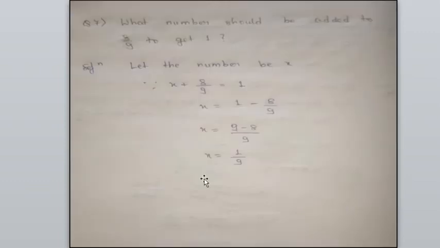Then question number 7. What number should be added to 8 by 9 to get 1? So what is given in the question? What number should be added to 8 by 9, meaning what number we will add to 8 by 9 to get the result as 1. So for that we will take the number as x, which we will add to 8 by 9 to get 1.